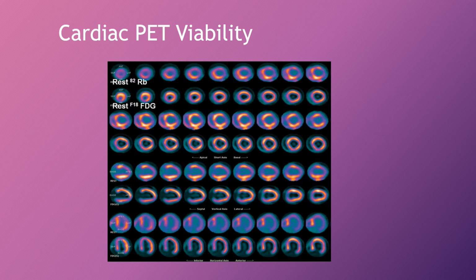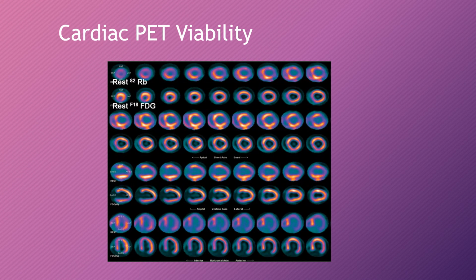Now this is a case of mismatch. If you look at the rubidium rest followed by the FDG, you'll see that there is marked decrease of the perfusion in the anterior and really the lateral wall. As it progresses, you see that it's more in the lateral wall that it's missing. As you look at the vertical long axis, you see that there are areas of the apex and anterior that are missing. And if you look at the horizontal long axis, you see the anterior and lateral wall is missing.